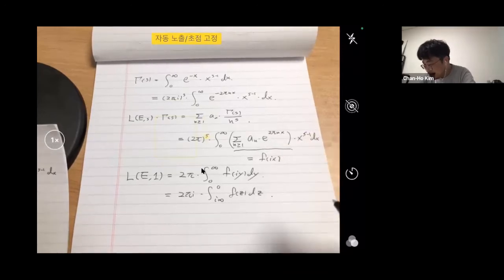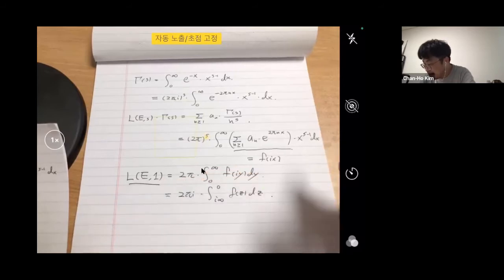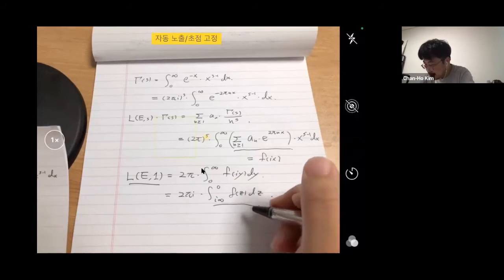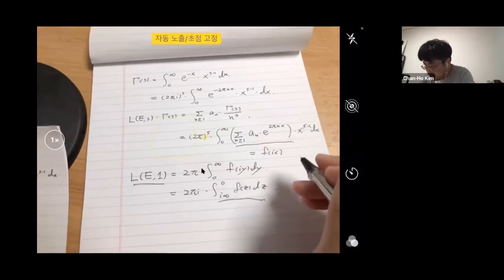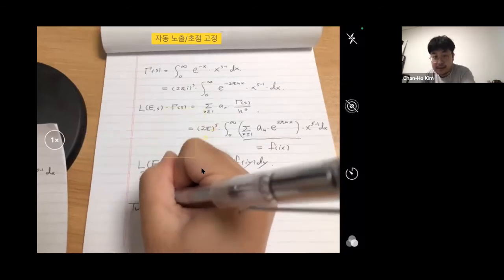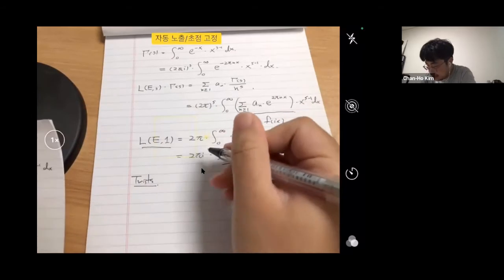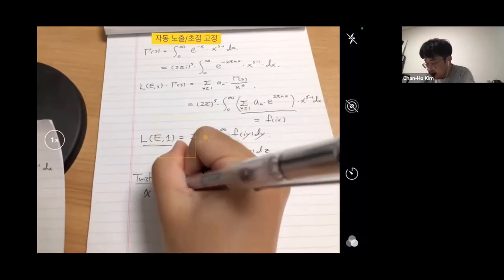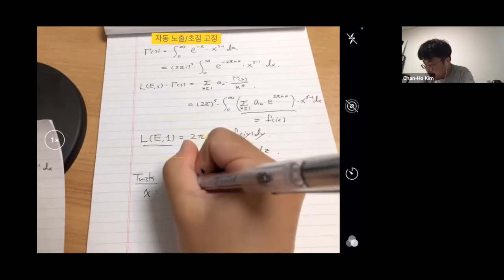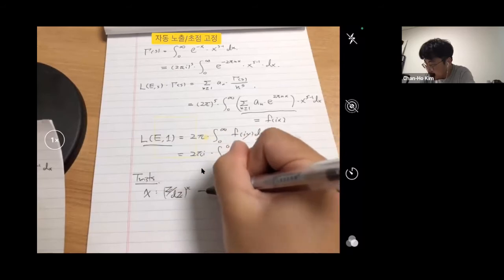Anyway, what I want to emphasize is that this L value can be written as the integral of the modular form, like this. And we also need to discuss the twist. Let me consider the Dirichlet character chi from (Z/dZ)^× to C^×.